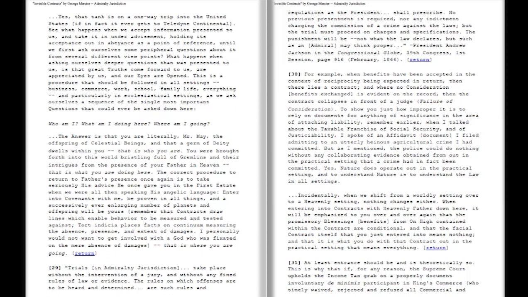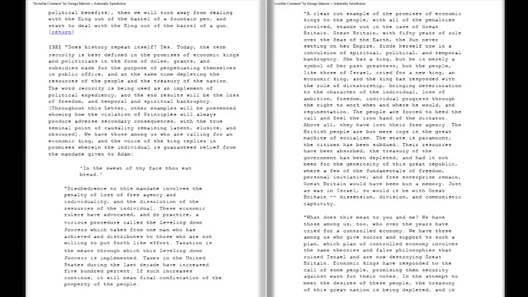Return. 31. At least entrance should be and is theoretically so. This is why that if, for any reason, the Supreme Court upholds the income tax grab on a properly documented involuntary de minimis participant in King's commerce, who timely waived, rejected, and refused all commercial and political benefits, then we will turn away from dealing with the king out of the barrel of a fountain pen, and start to deal with the king out of the barrel of a gun.